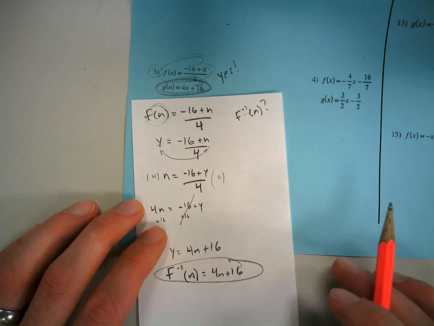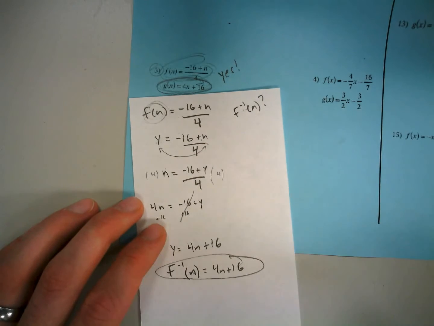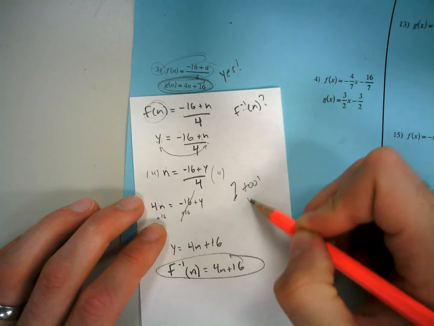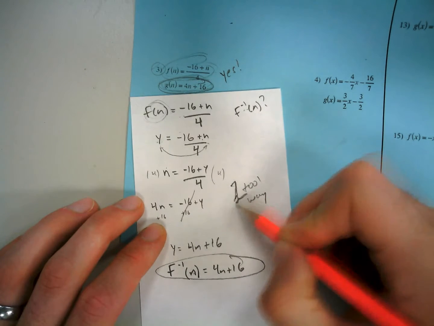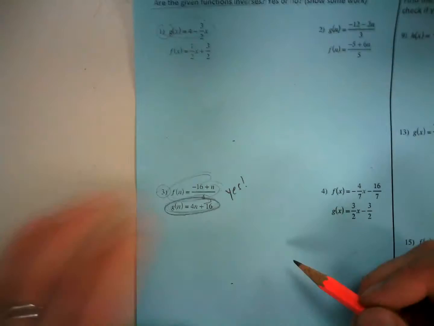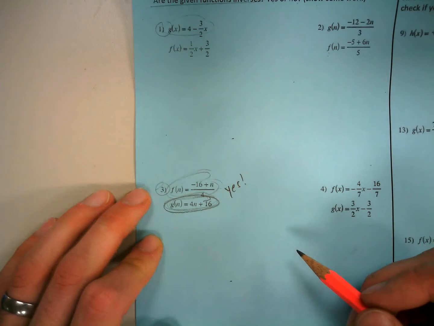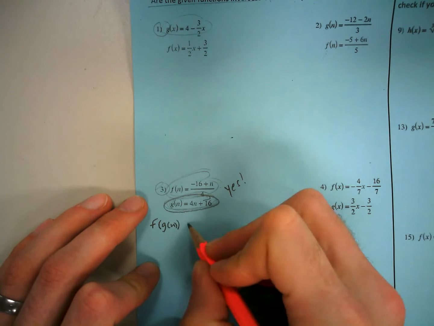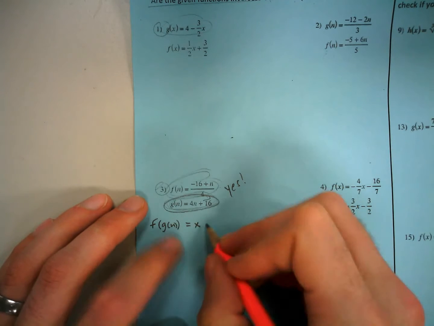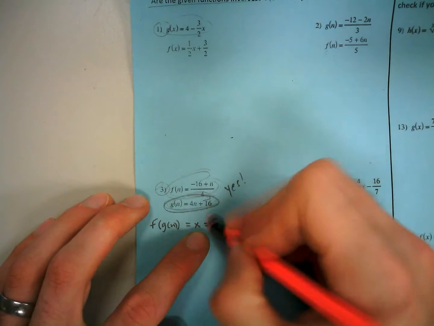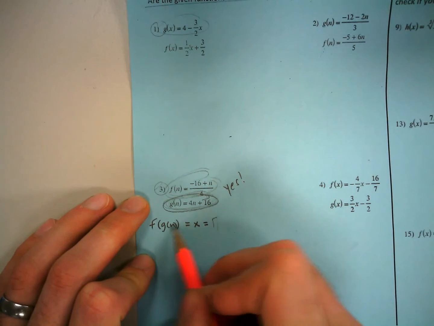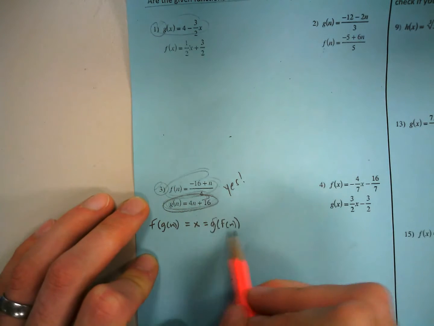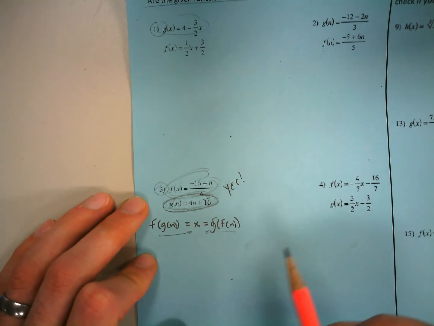I don't know if that's always the best way to do it. It's always good to have more tools in our toolbox if possible. So here's one tool. You got one way to solve these problems. Let's try another one, using composition. If f of g of n equals x and g of f of n also equals x, then they're inverses.